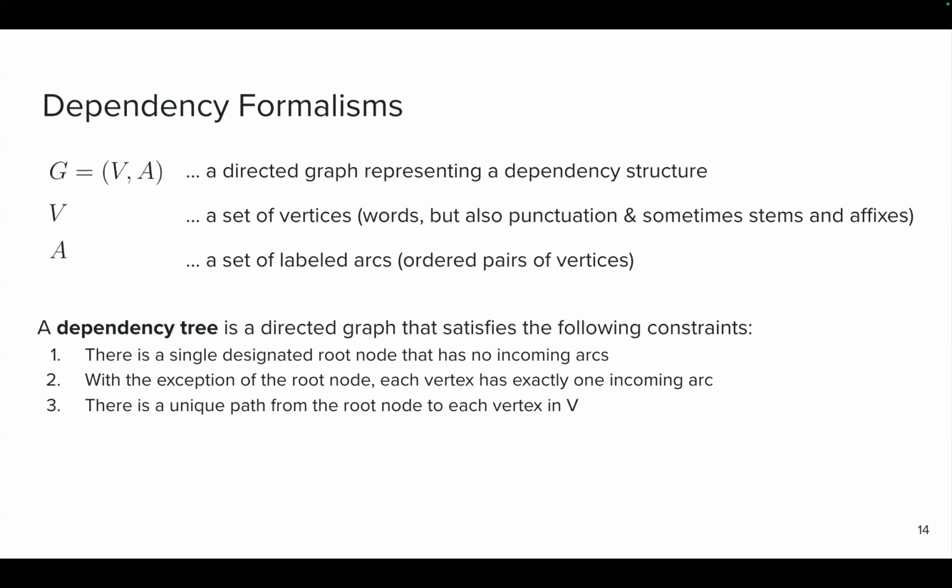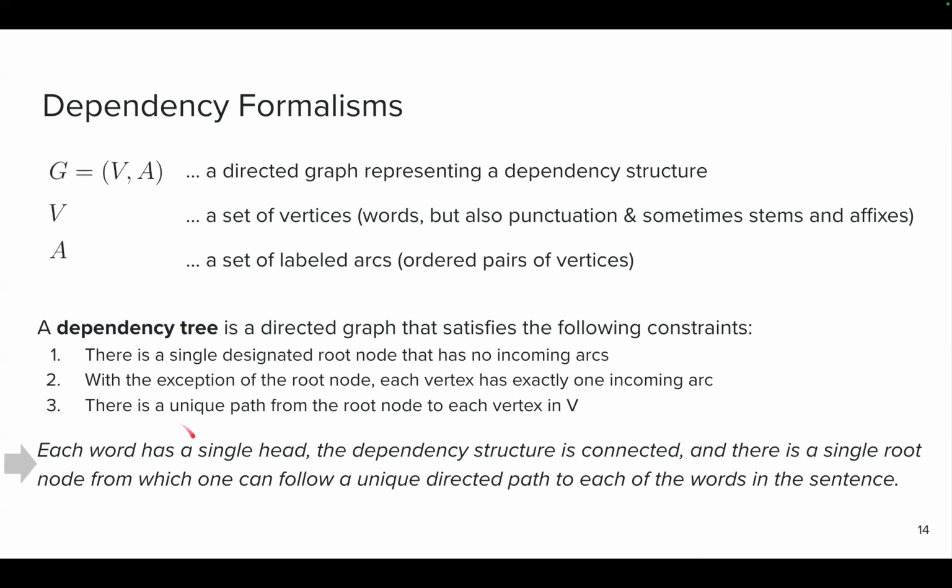So what does this mean for dependency parsing? This means that each word has a single head. This comes from the fact that each vertex has only one incoming arc, so it has only a single head. The dependency structure is connected. This comes from the third property. And there is a single root node from which one can follow a unique directed path to each of the words in the sentence, which also comes from the third and the first one. Okay, so these are the properties that this kind of graph needs to satisfy.